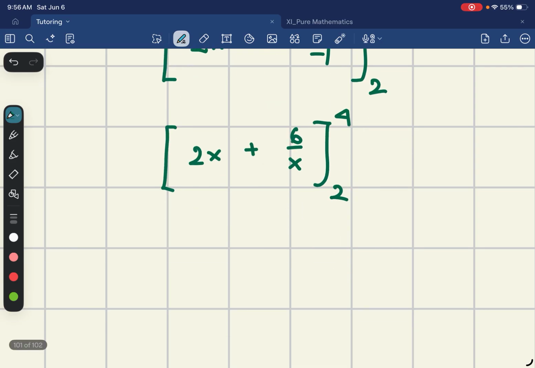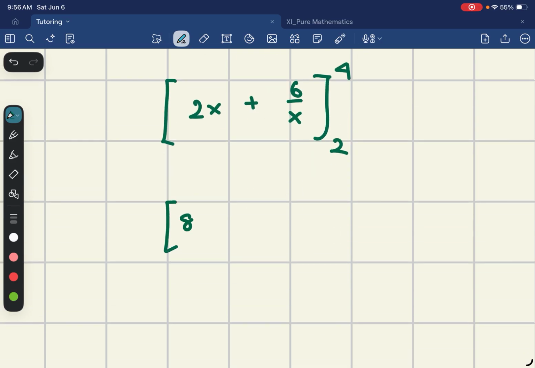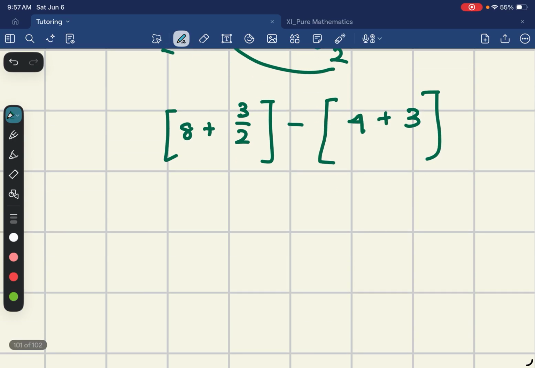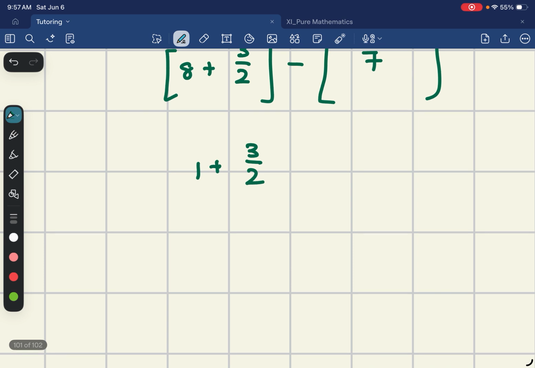First, substitute 4 here. If you substitute 4, you get 8 plus 6 over 4. And 6 over 4 is just 3 over 2. Minus, substitute 2 inside. 4 plus 6 over 2 is just 3. So 8 plus 3 over 2 minus 4 plus 3 is just going to be 7. So 8 plus 3 over 2 minus 7. 8 minus 7 is just 1 plus 3 over 2. Right? And that is going to be 5 over 2. 5 over 2 is going to be your solution. And we are done.